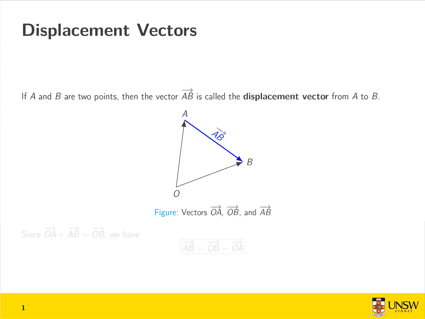Notice from this diagram that OA plus AB equals OB. So we can write in general that the displacement vector AB equals OB minus OA. Notice that to find the displacement vector, we always subtract the position vector of the first point from the position vector of the second point.